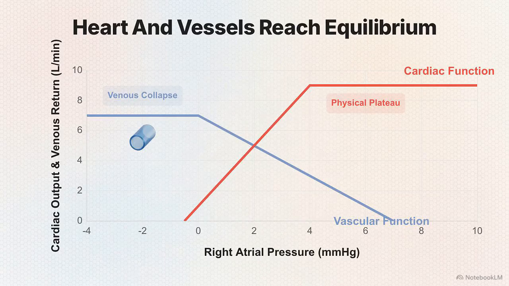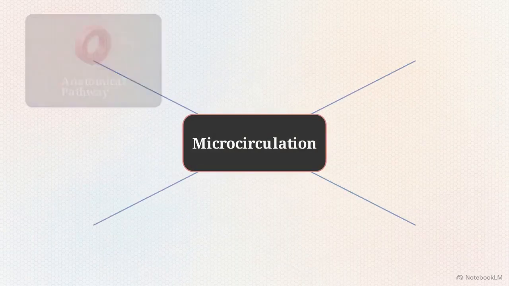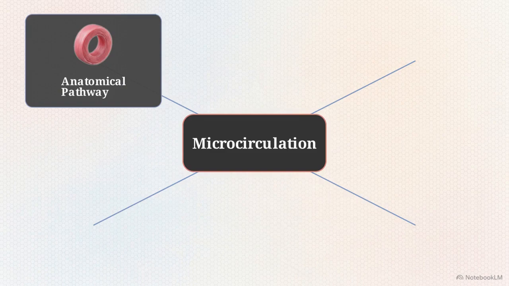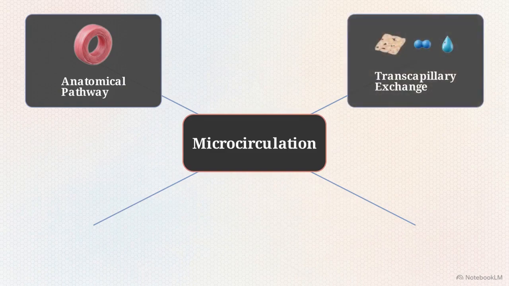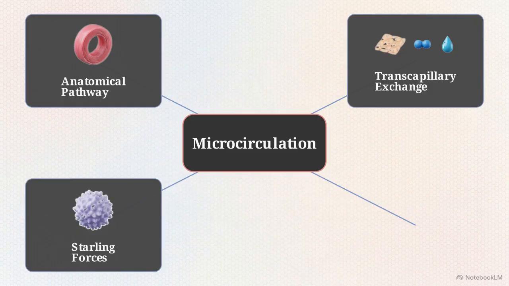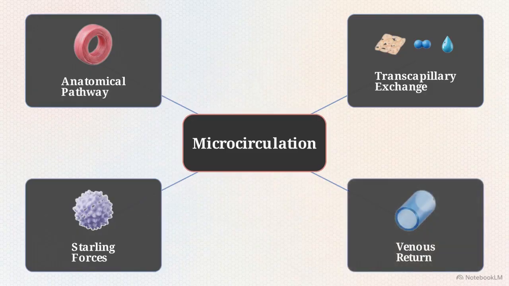The exact intersection of these two curves is your body's steady state. It represents the precise physiological balance where the volume of blood the veins deliver matches the exact volume the left ventricle ejects. Let's lock this down. The entire microcirculation system can be organized into four core nodes: the anatomical pathway, the mechanisms of transcapillary exchange, the hydrostatic and osmotic Starling forces, and the physical dynamics of venous return.